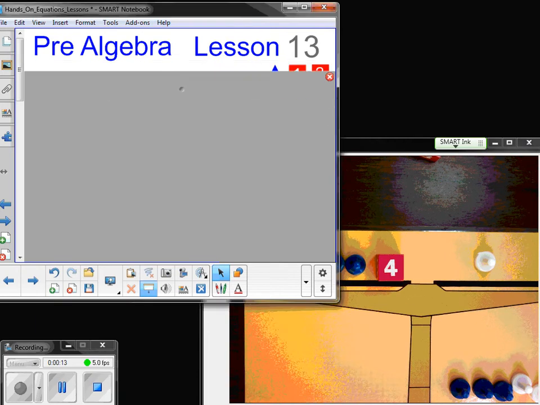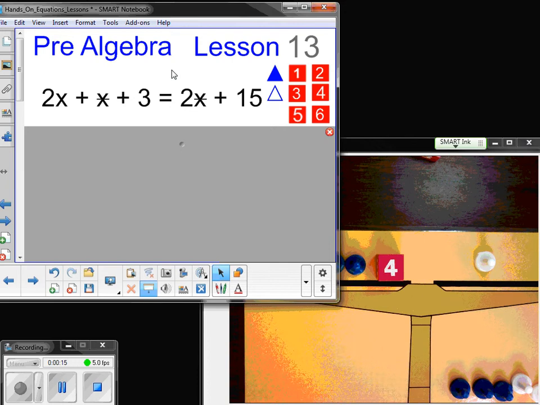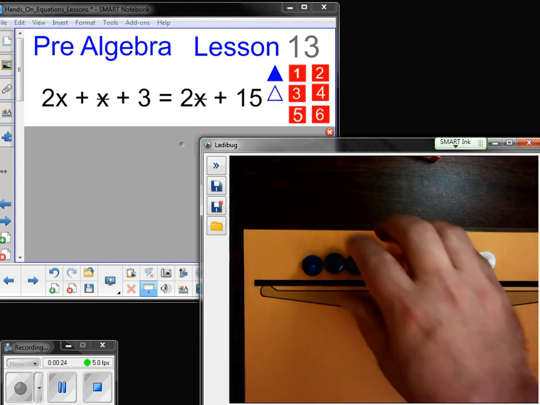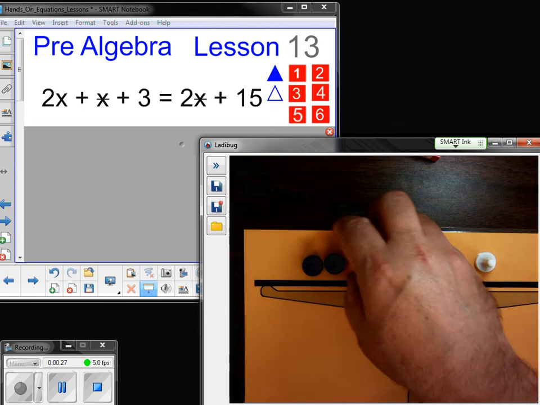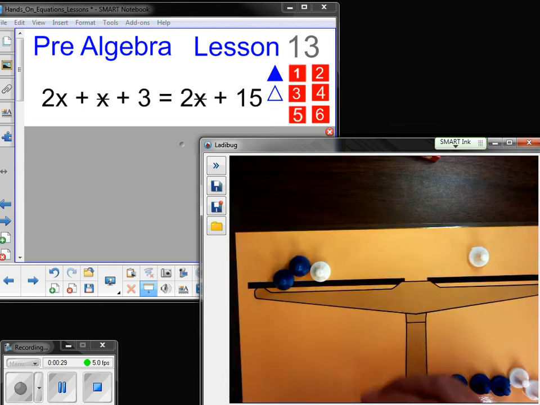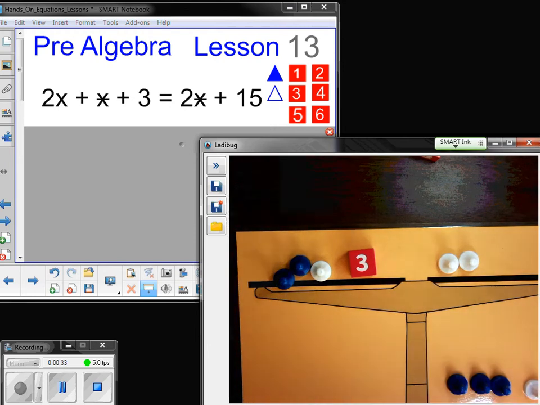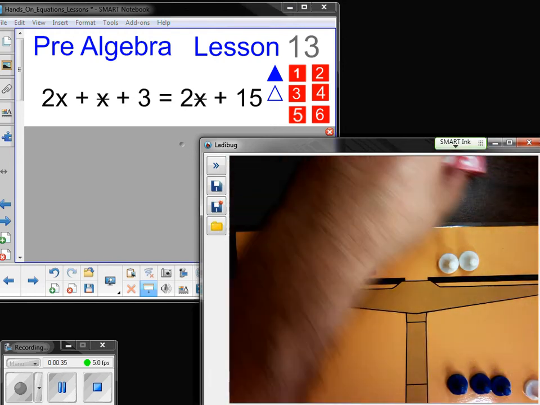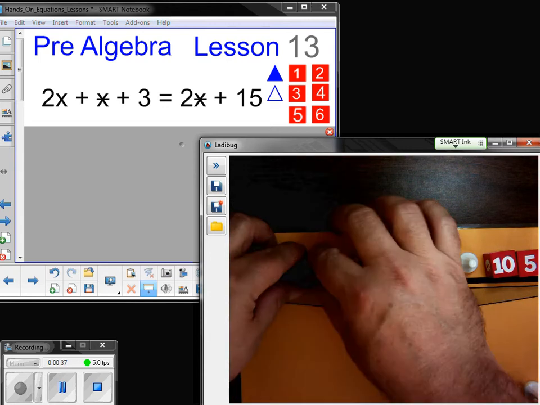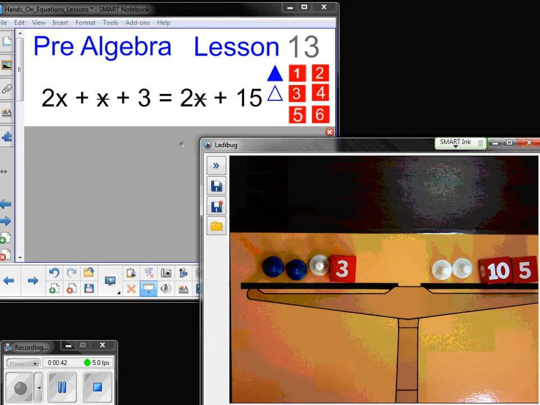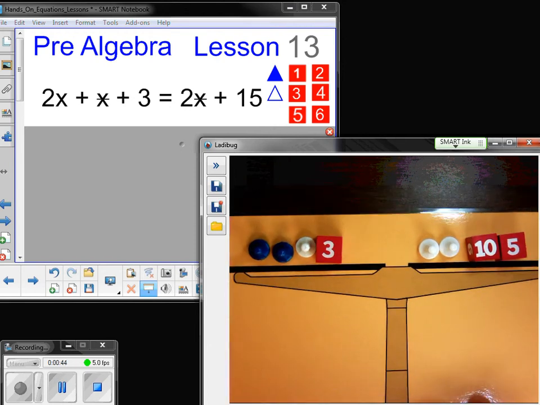Now here's the thing. Take a look at this problem. I got 2x plus star plus 3 equals 2 star plus 15. Let's set this puppy up, shall we? We got 2x plus star plus 3 equals 2 stars and 15. Yeah, that looks rather complicated. How are we going to go about solving that problem?